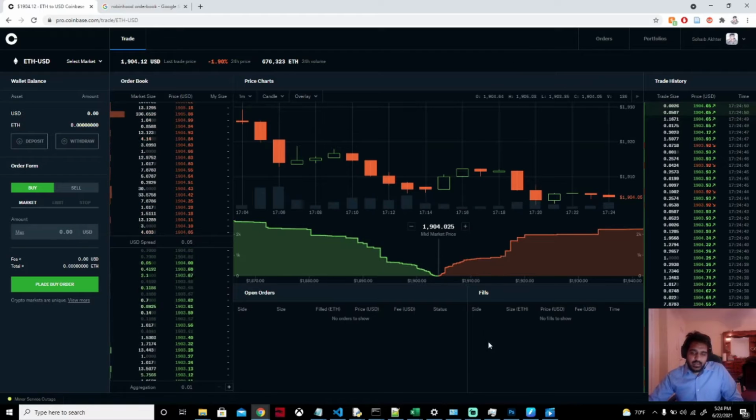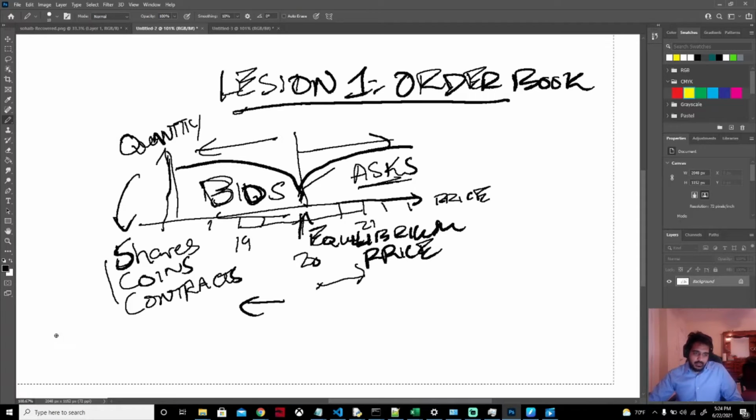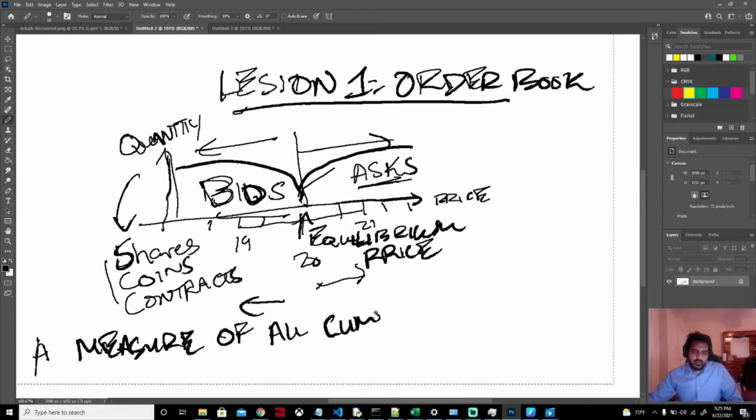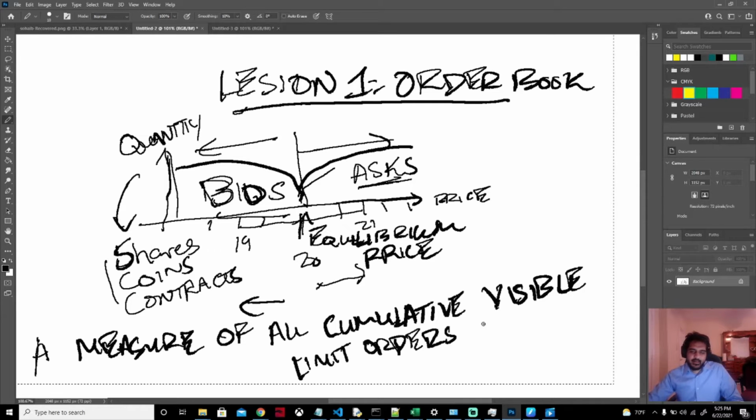Let's go back and write down a proper definition of what an order book is. My best definition would be a measure of all cumulative visible limit orders on an exchange, or on a platform rather, for an asset.